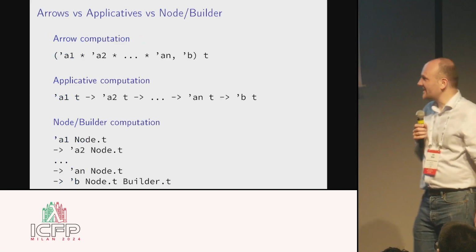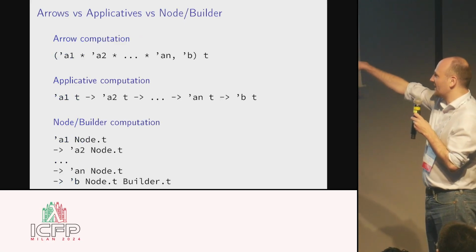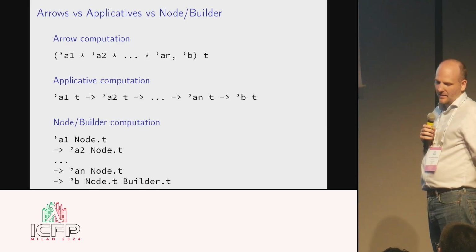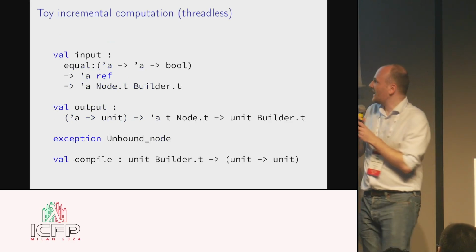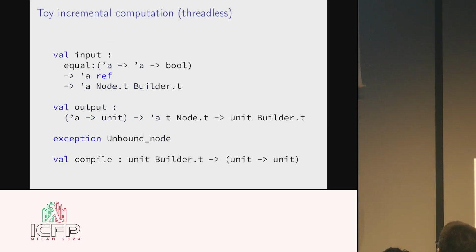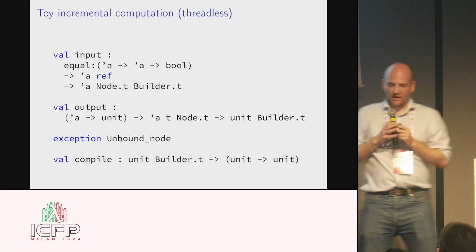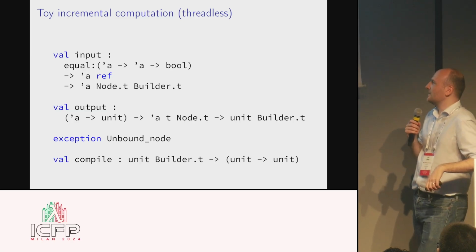And the key difference here is that your computations now look nicer. They really are alpha node to beta node builder. And the trade-off is that your compile function is in fact partial, right? You have this exception, unbound node, that can come out of compile instead of giving you the right thing, which is a trade-off, but I think it's a reasonably sensible one.